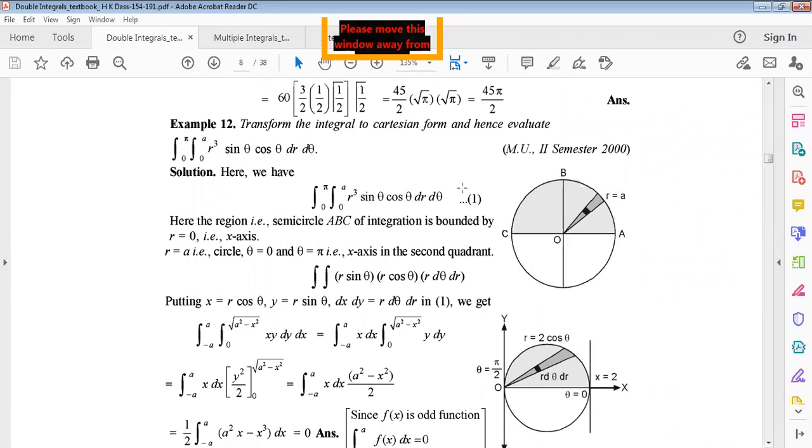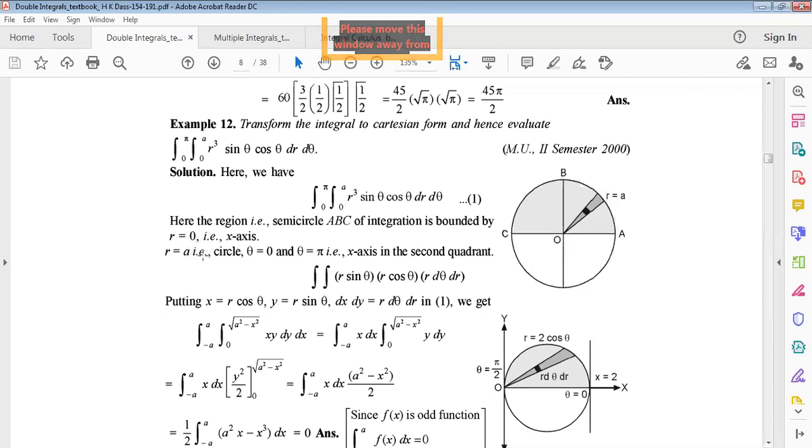Here we have this one, equation number 1. Here the region is the semicircle AB. Suppose this is ABC, and r equals a is the radius of this circle, and this is a very small area element. The semicircle is bounded by r equals 0, starting from 0 to a. So r goes from 0 to a.